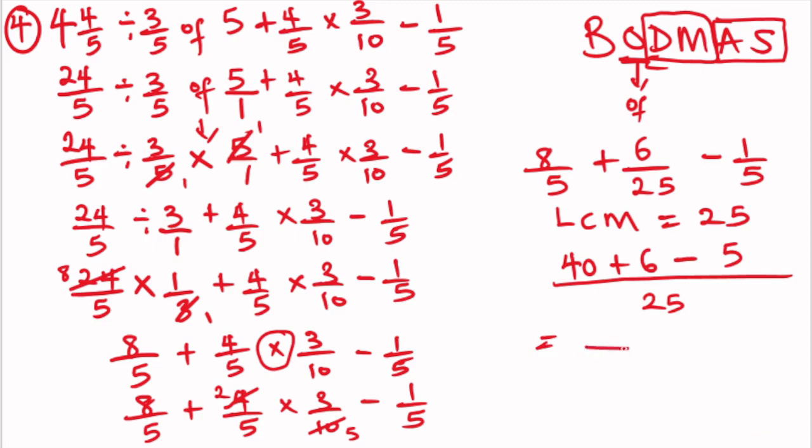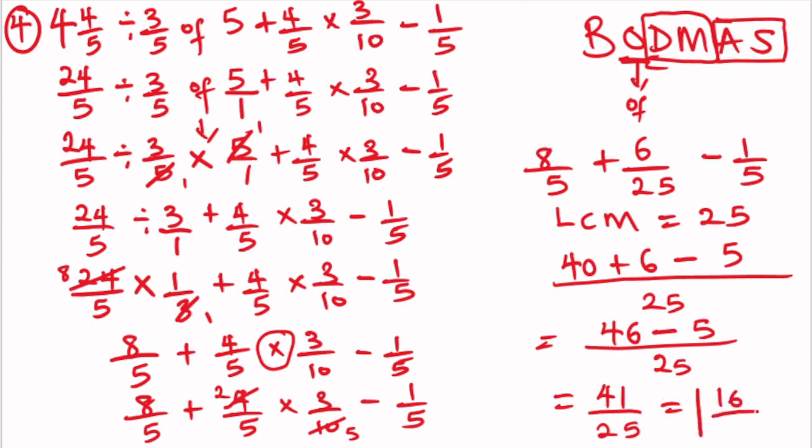So this is equal to all over 25. 40 plus 6 gives us 46. So 46 minus 5 is what we are left with. Now 46 minus 5 gives us 41 all over 25. So this is actually an improper fraction. We have to convert it to a mixed fraction. So how many 25 can we get in 41? We get only 1. So our answer is 1 whole number, 16 over 25. So this is the answer for question number 4.